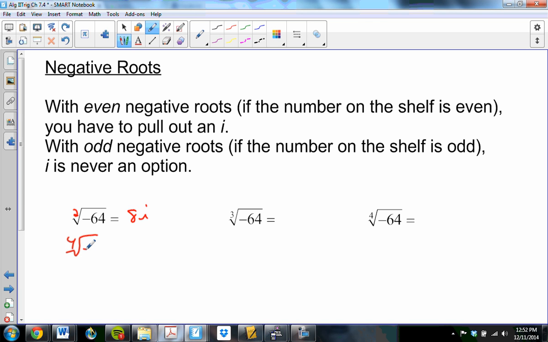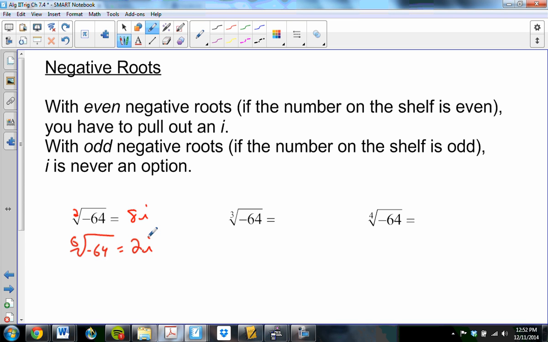And the fourth root of negative 64, where is that? I don't know. So we'll do the sixth root. The sixth root of negative 64 is 3i. Nope, 2i, excuse me. 2 to the 6th is 64. 2, 4, 8, 16, 32, 64. Right. I apologize. That's going to be 2i.